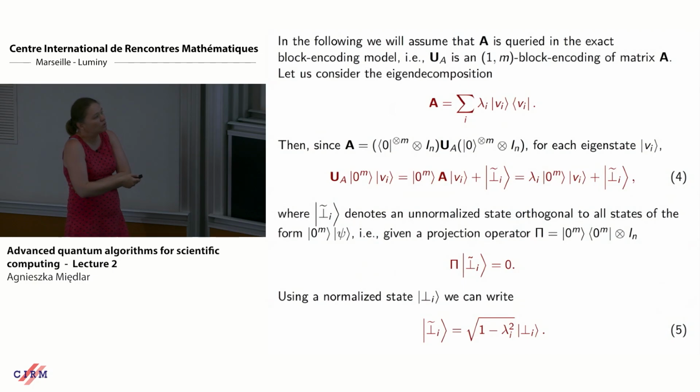One can also normalize it, and that's very often how you will see it. Instead of this perp tilde, you get the square root of 1 minus lambda i squared times perp i, not tilde, and this is when you use the normalization. This is an easy calculation, just following the definition and the properties of the unitary and the properties of the block encoding. Questions? All right.